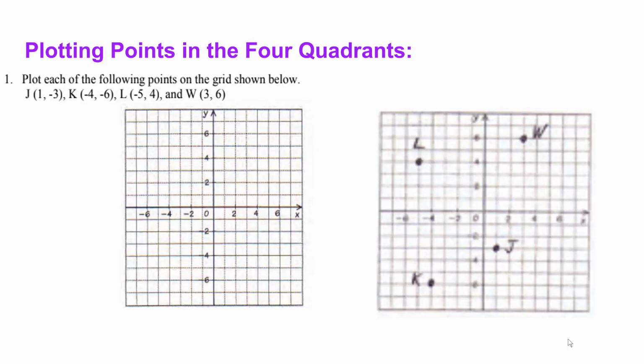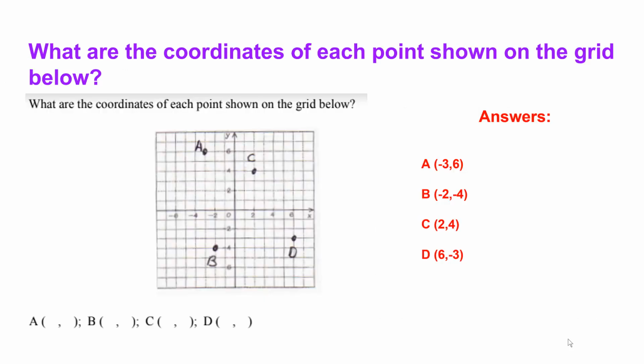Plotting points in the 4 quadrants. Plot each of the following points on the grid below. Here's a blank grid, and on the right is the actual answers. So take a look. They're plotted, they're right. Remember, X before Y, you run before you jump. Some key hints: X comes before Y, horizontal comes before vertical when you're plotting points.